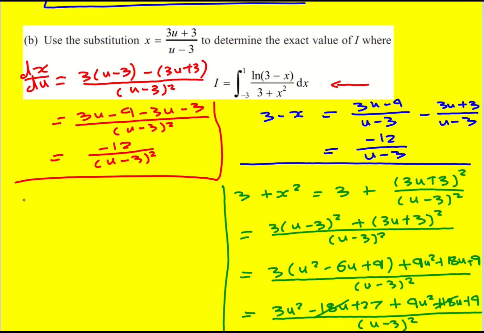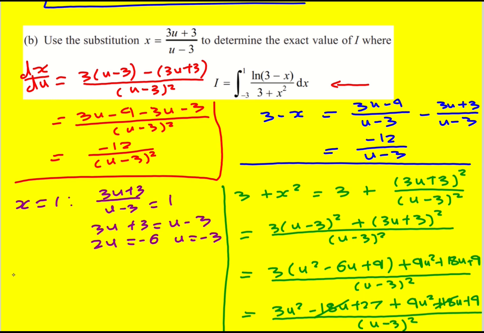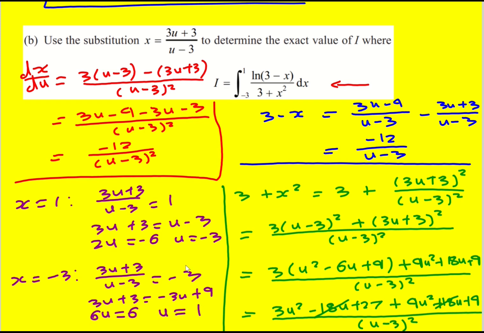Okay, the only thing I'm going to do is change my limits. So I've got x equals 1, then 3u plus 3 over u minus 3 will equal 1. So 3u plus 3 will equal u minus 3. 2u will equal minus 6. U will equal minus 3. And then x equal to minus 3 gives 3u plus 3 over u minus 3 equals minus 3. 3u plus 3 equals minus 3u plus 9. 6u equals 6. U is equal to 1 here.